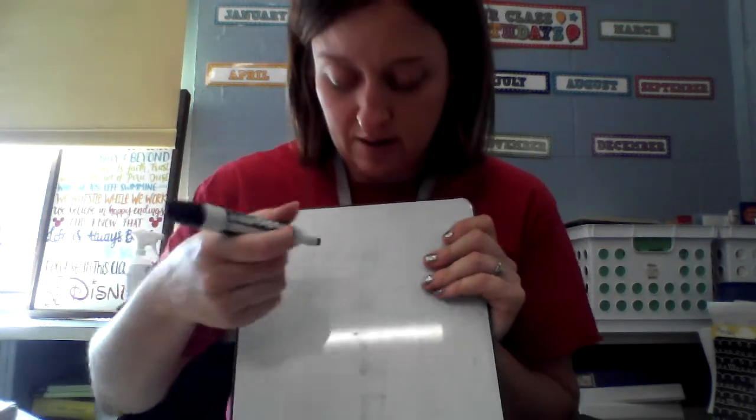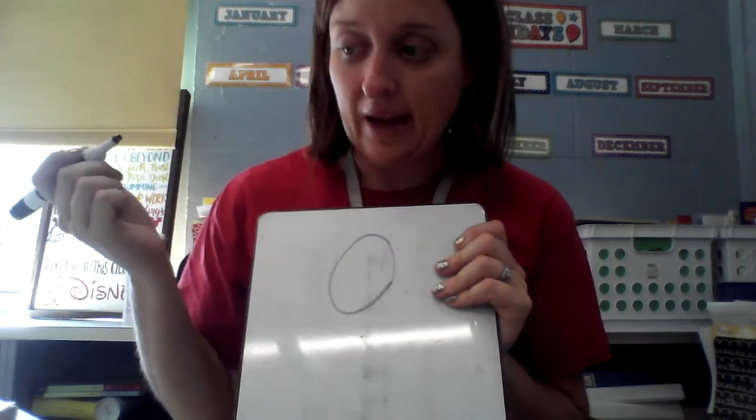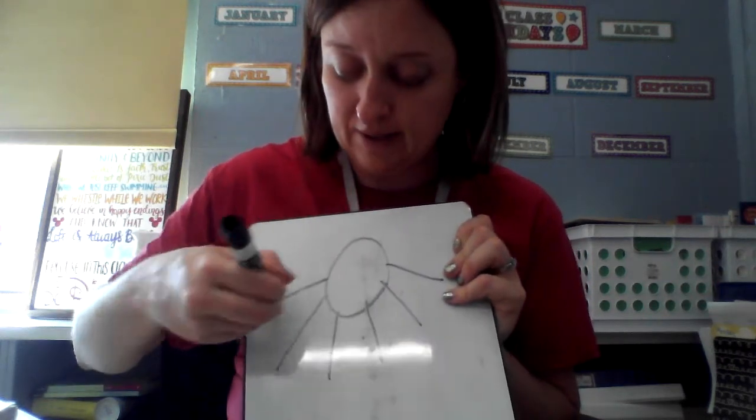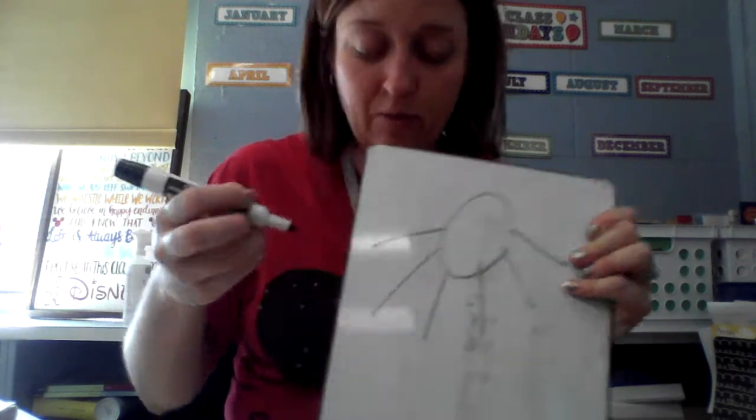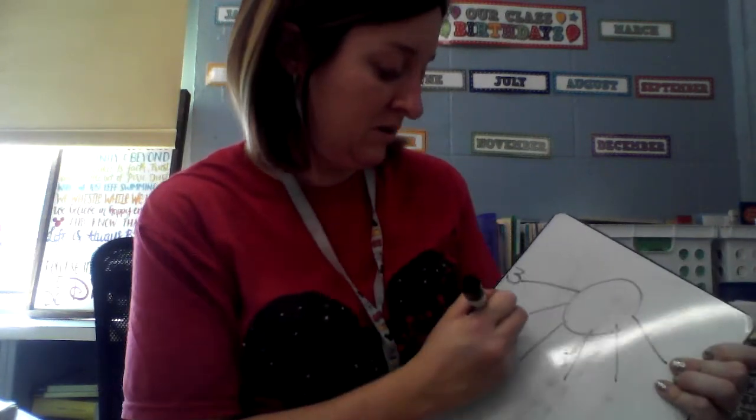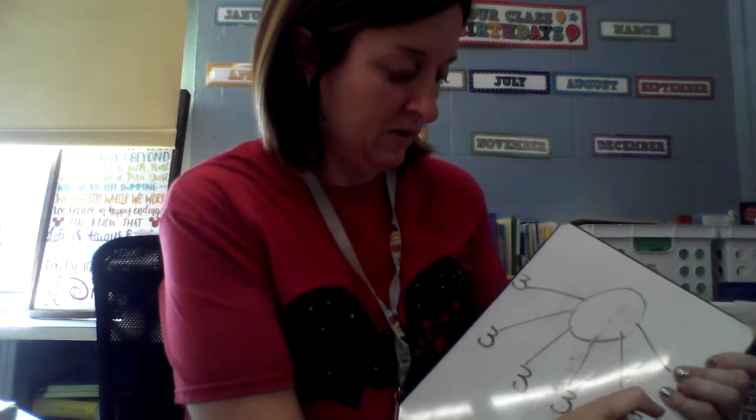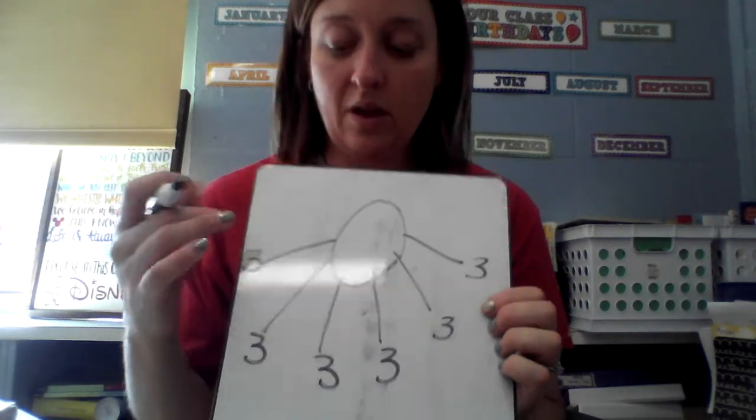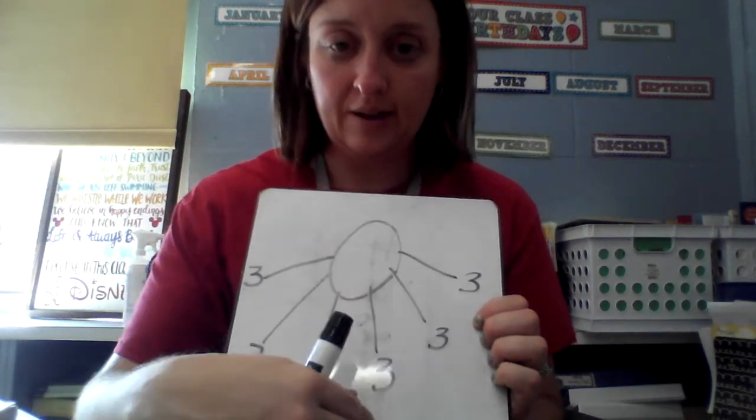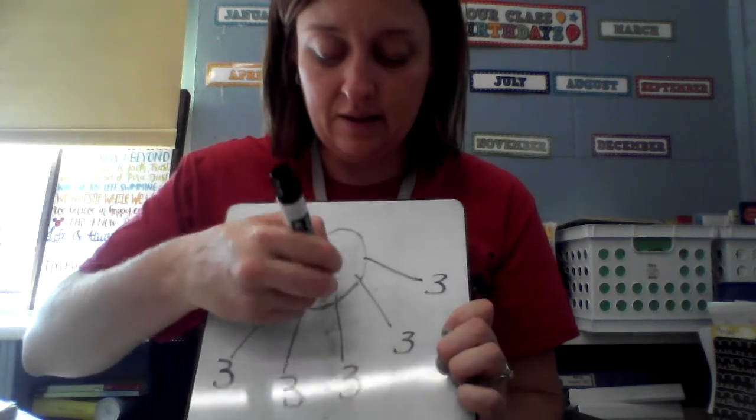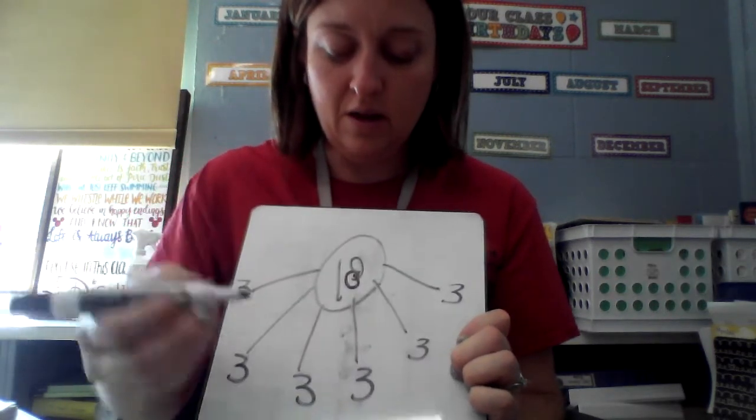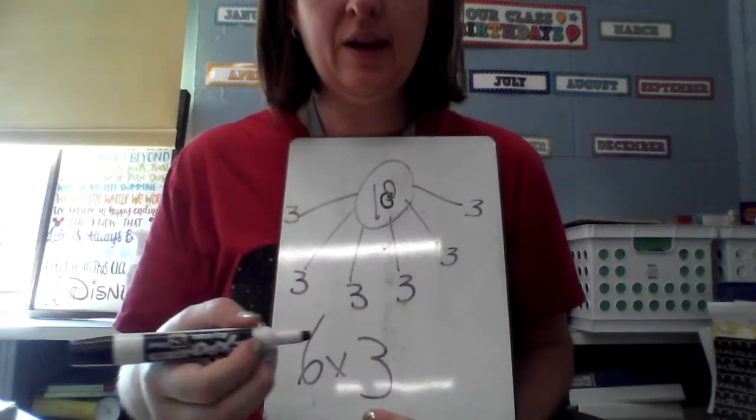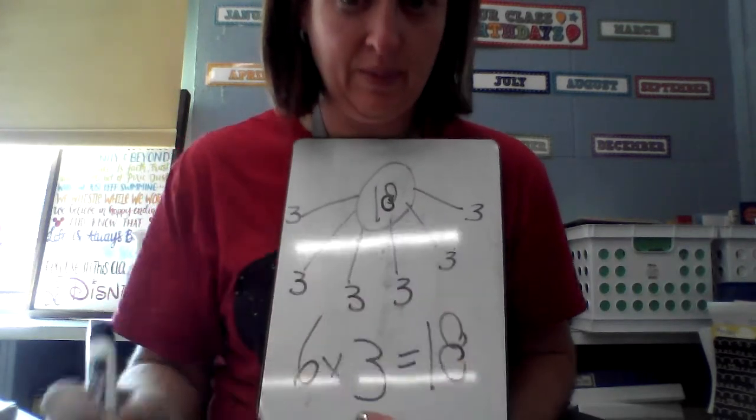Now let's say that I had a number bond that had 6 groups of 3. 1, 2, 3, 4, 5, 6. And in each group is going to be 3. The number that would be at the top, I could count by 3s. 3, 6, 9, 12, 15, 18. So my 6 groups of 3 equals 18.